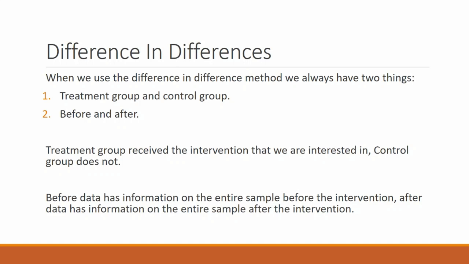So when we use the difference in difference method, we always have two things. We have a treatment group and a control group. And also, we have before and after. So the treatment group received the intervention that we were interested in, the control group did not. Before data has information on the entire sample, treatment and control group. It's very important. Before data on the entire sample, treatment group and control group, before the intervention. And then the after data has information on the entire sample, treatment and control group after the intervention. All right, very important.